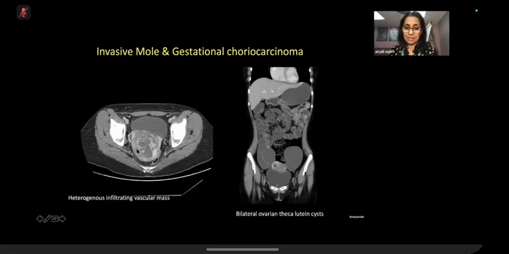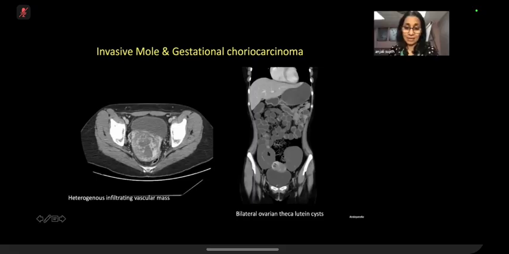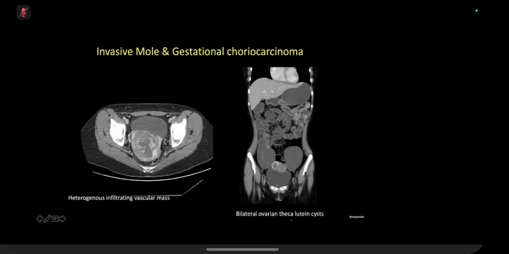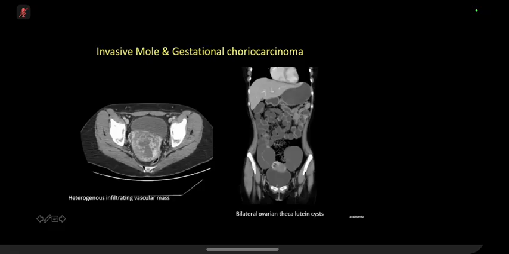So can you describe the findings? There are bilateral large adnexal cystic lesions with multiple thin enhancing septations. They're the bilateral theca lutein cysts. And then there is a heterogeneous mass within the uterus that has enhancing components and cystic components, but it's hyper-enhancing on contrast imaging.